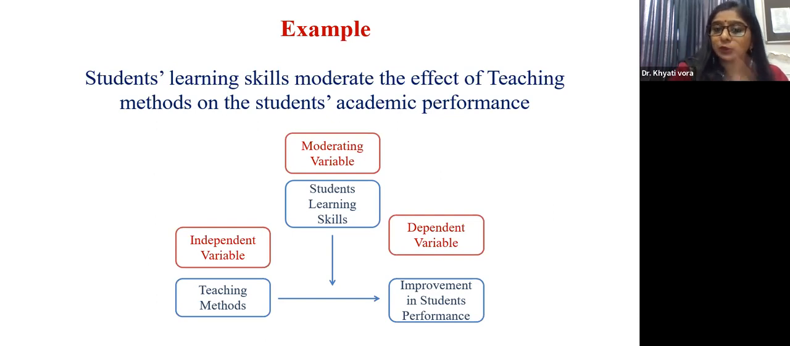So if somebody is a very good learner, this calculation will go very well. This statistics shows a very good relationship. But if the student's learning skills are not so good, then it won't show up in their performance. I think my screen is there with the arrow marks here.